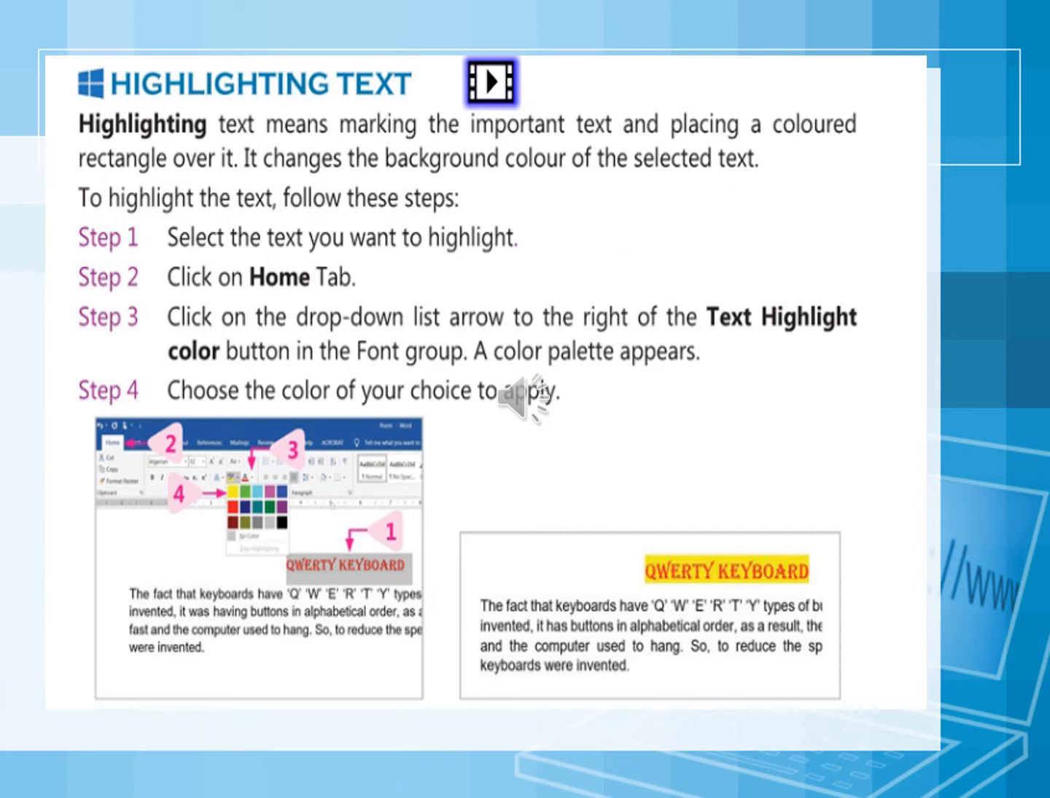As usual, we will select the text first. We will go in Home tab. Now, after that, we will click on the drop-down list arrow to the right of the text highlight color button, children. We will click on text highlight color button in the font group. A color palette will appear. Choose the color of your choice, whatever you want, and you can apply. This is how you can highlight the text, children.